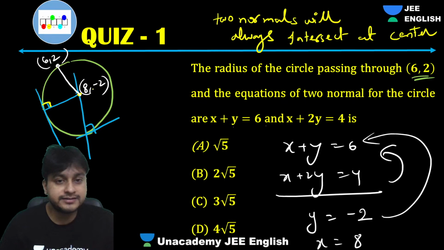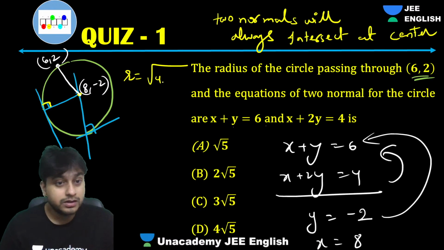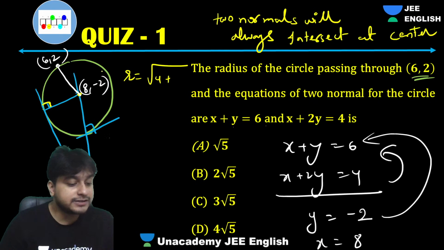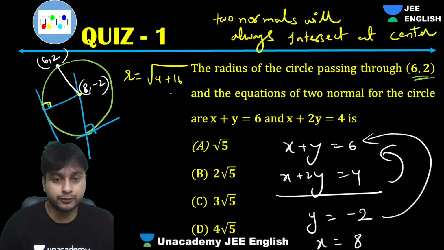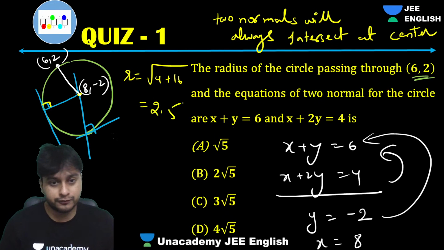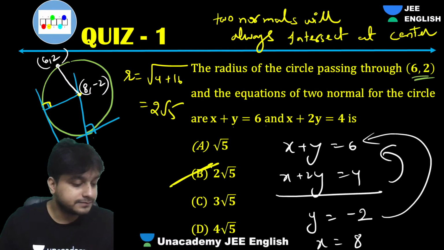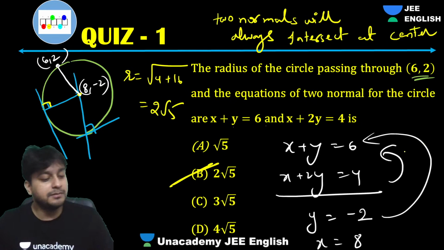So what are we getting, guys? Distance formula, your radius will be what? Root under 4 plus 4 minus 4 whole square. What is that? 4 square 16. Root of 20. That is what? 2 root 5. That is the answer. 2 root 5. Great. Simple, everyone.